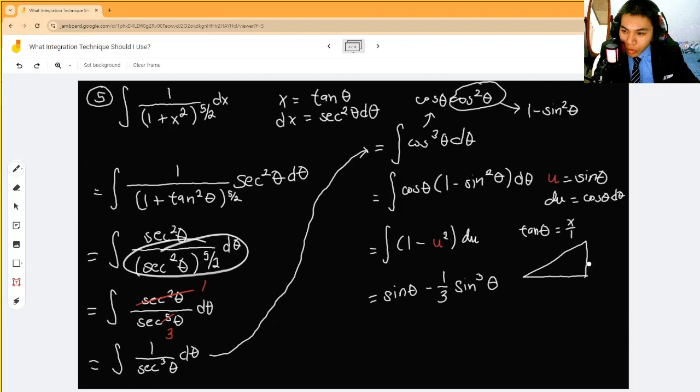And this one, we put this here and an angle theta. Okay? And we know that tangent theta is equal to opposite over adjacent. This is the opposite side. This is the adjacent side. And to compute for the hypotenuse, we apply the Pythagorean theorem, in which c is equal to the square root of a squared plus b squared.